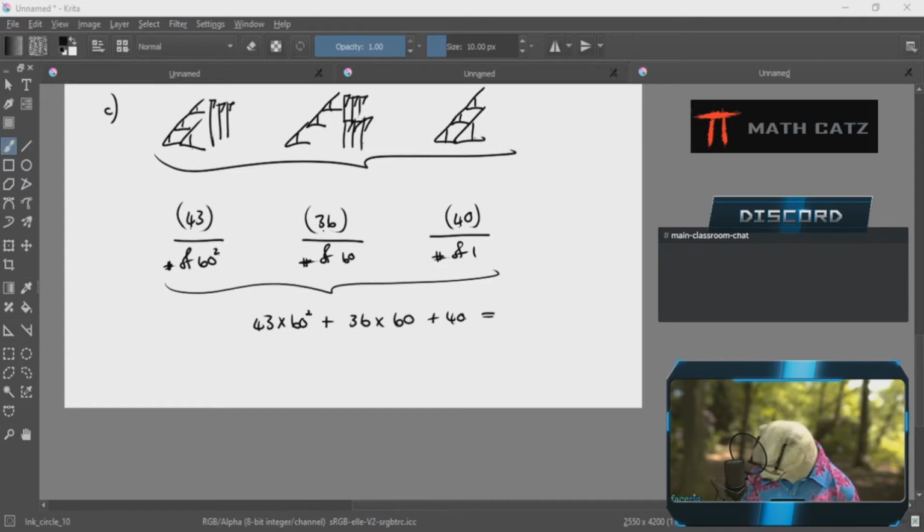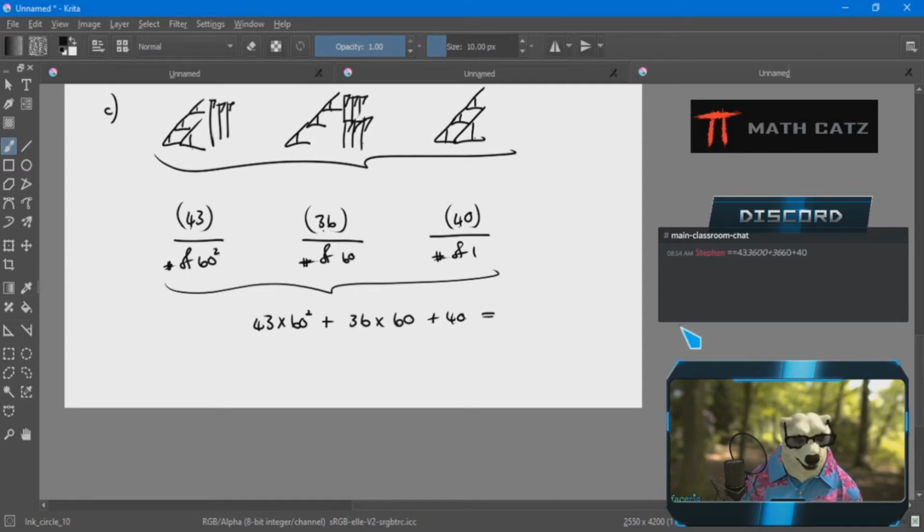Let's see here. 43 times, I know 3600, plus 36 times 60, plus 40. And MathBot says, ooh, nice round, 157,000. Now, of course, I cannot look at this Babylonian representation and see 157,000. Of course not. They could, but they grew up with that number system. It was the only number system they knew.